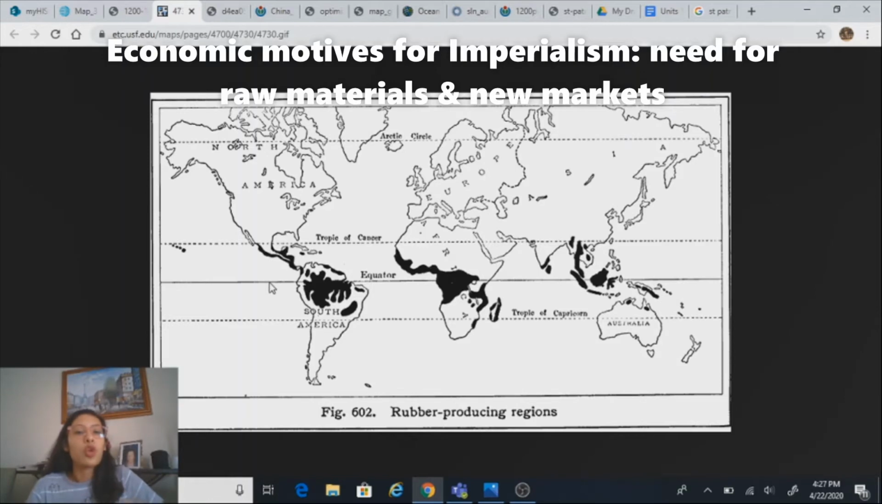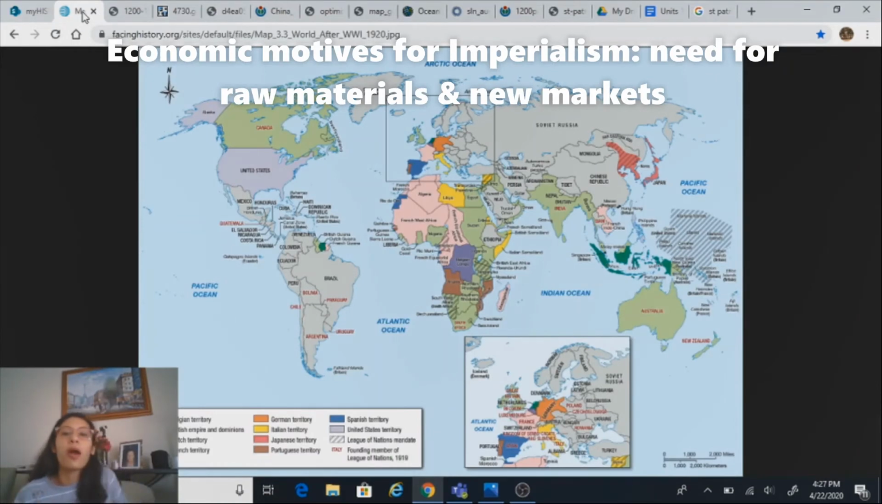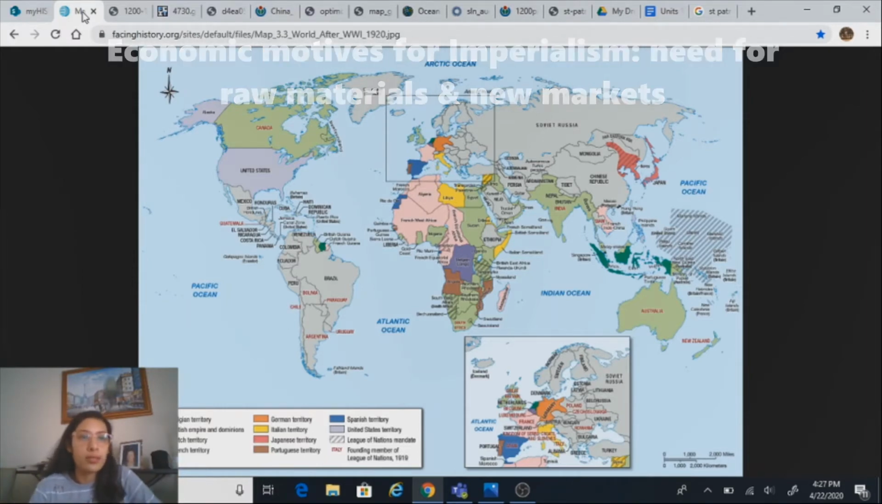So we need materials from all over the world. And how are we going to get those materials? Well, we'll just conquer the countries that the materials grow in, make the people there work the materials, and then they're going to give the materials to us that we are going to use to turn into finished products like clothes and tires, and we are going to sell it back to the world. So another economic motivation was new markets.